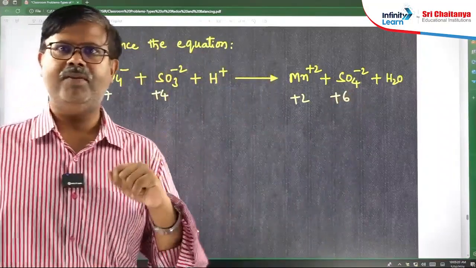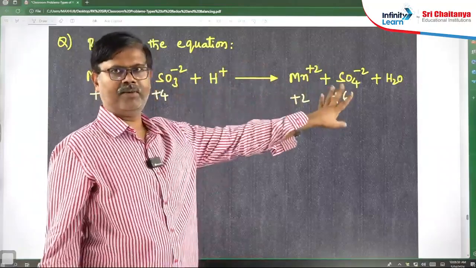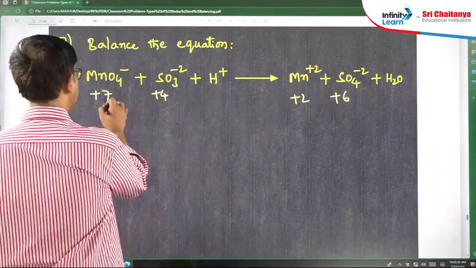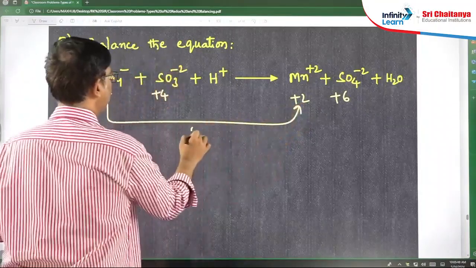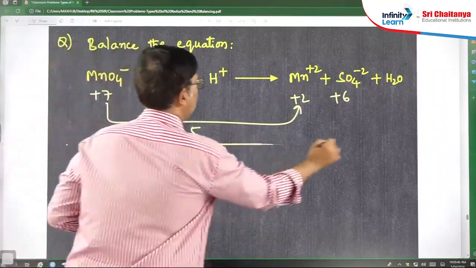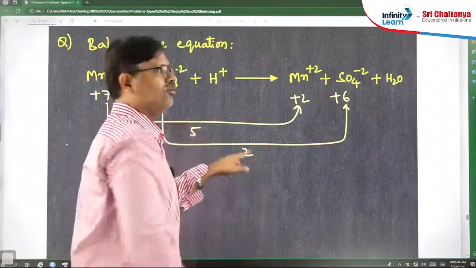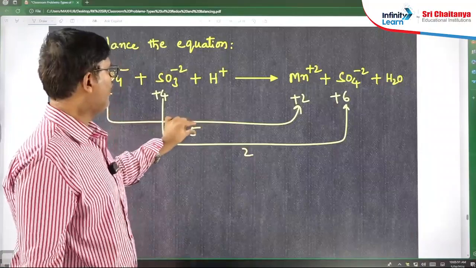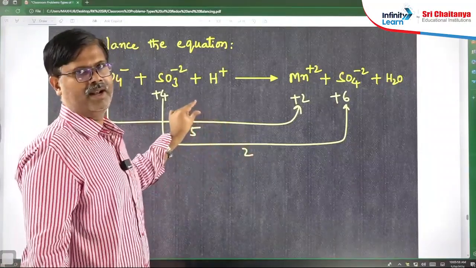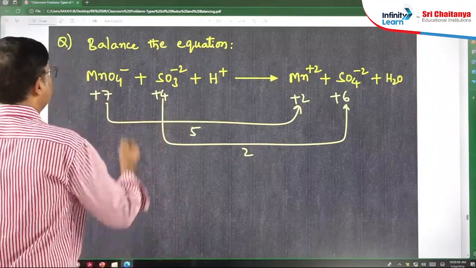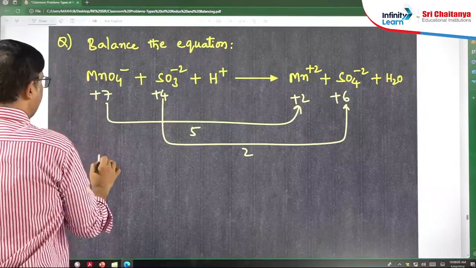Manganese is undergoing change, sulfur is undergoing change. So 1 manganese, 1 sulfur, 1 sulfur, already balanced. Now what is the change? See, 7 to 2, change is 5. 4 to 6, change is 2. So ratio is 5:2. So you have to multiply 5 with the sulfur items and 2 with the manganese items. So let's multiply that.